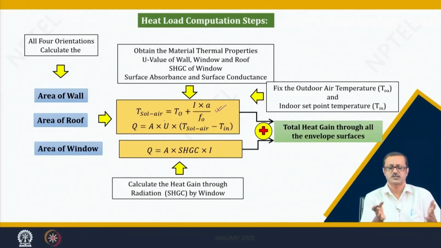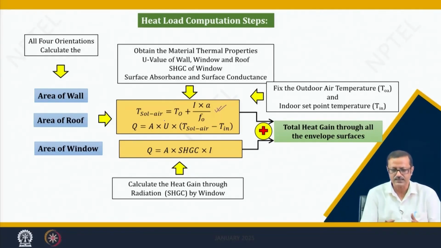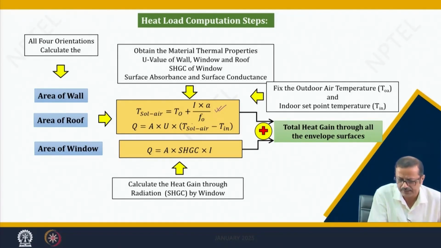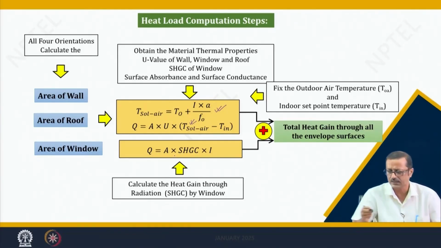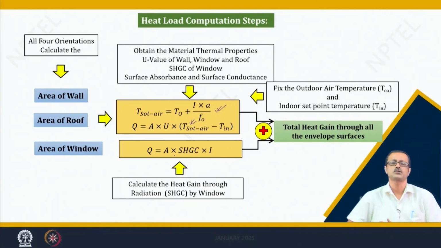This equation has also been discussed in the very first module. The outdoor temperature plus something plus I into A by F naught. A and F naught are the absorbance and the surface conductance, and instead of the T_OA, I have to take the solar air temperature over here. Additionally, A into SHGC into I has to be taken. I here is the solar radiation.